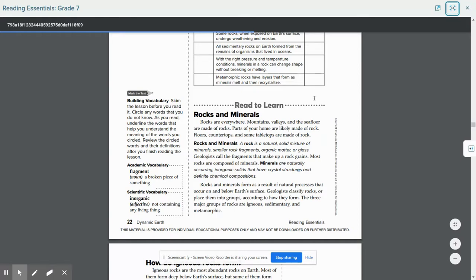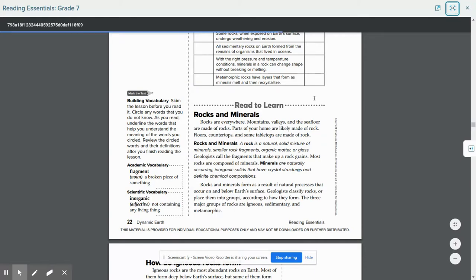Rocks and minerals. A rock is a natural solid mixture of minerals, smaller rock fragments, organic matter, or glass. Geologists call the fragments that make up a rock grains. Most rocks are composed of minerals. Minerals are naturally occurring inorganic solids that have crystal structures and definite chemical compositions.